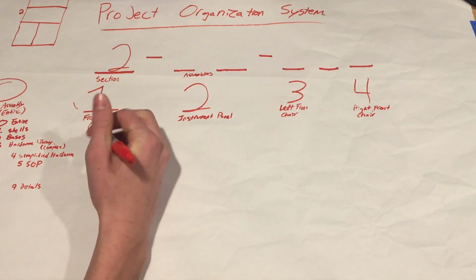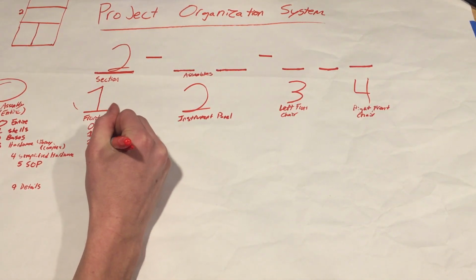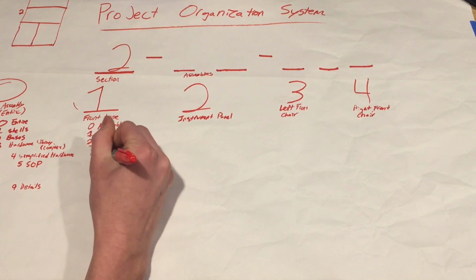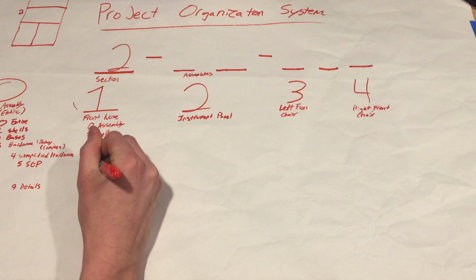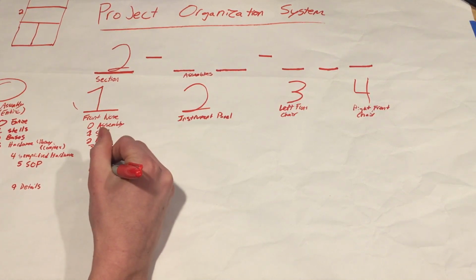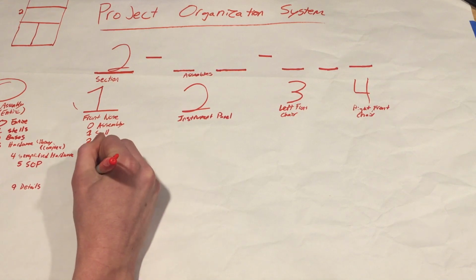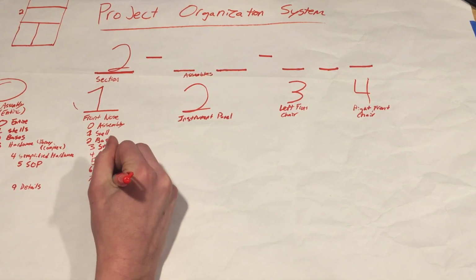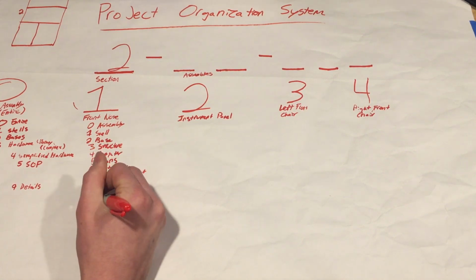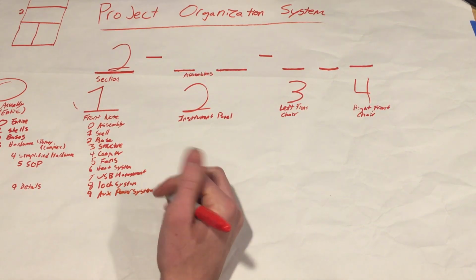1 is the shell, 2 is the base, 3 is the structure. 4 is the computer. 5 is the fan system. 6 is the heat system. 7 is the USB management. 8 is the lock system. 9, it's actually just the power management system.